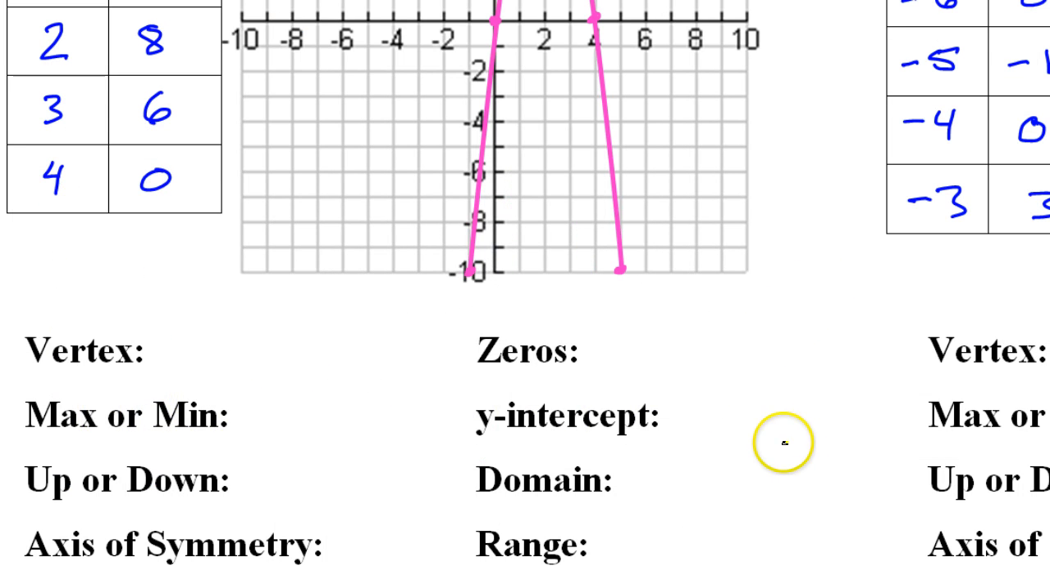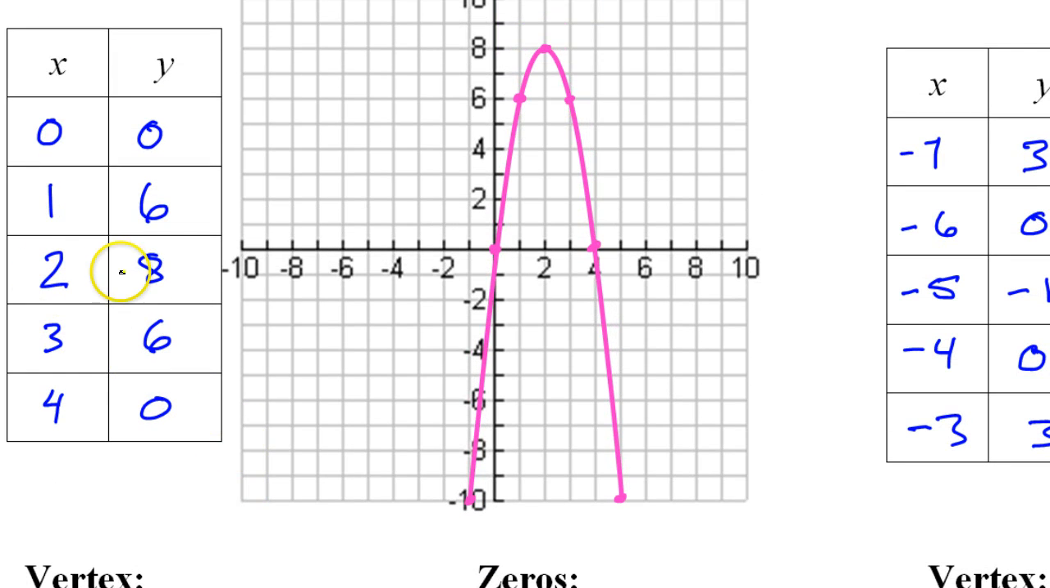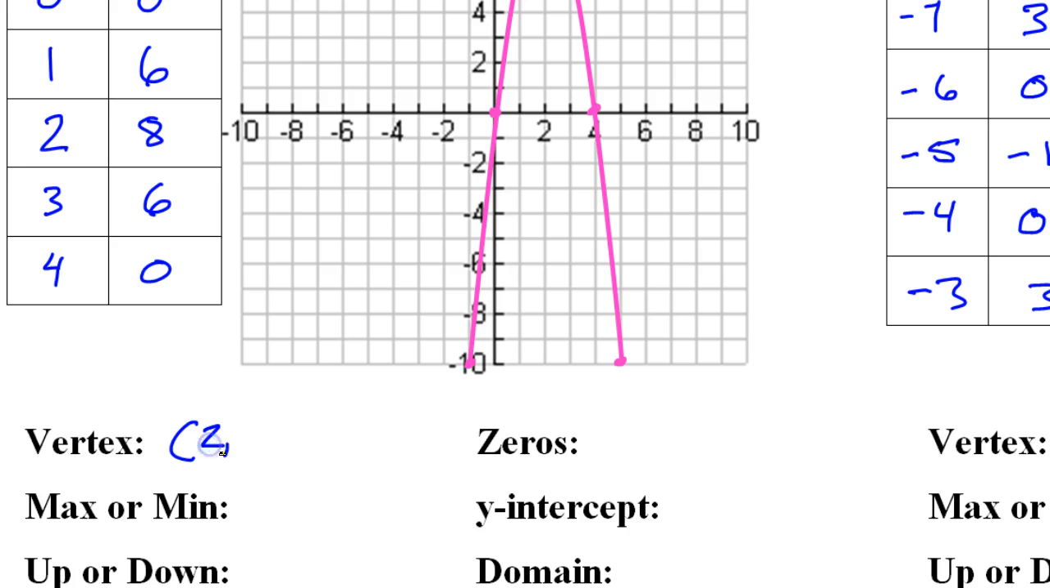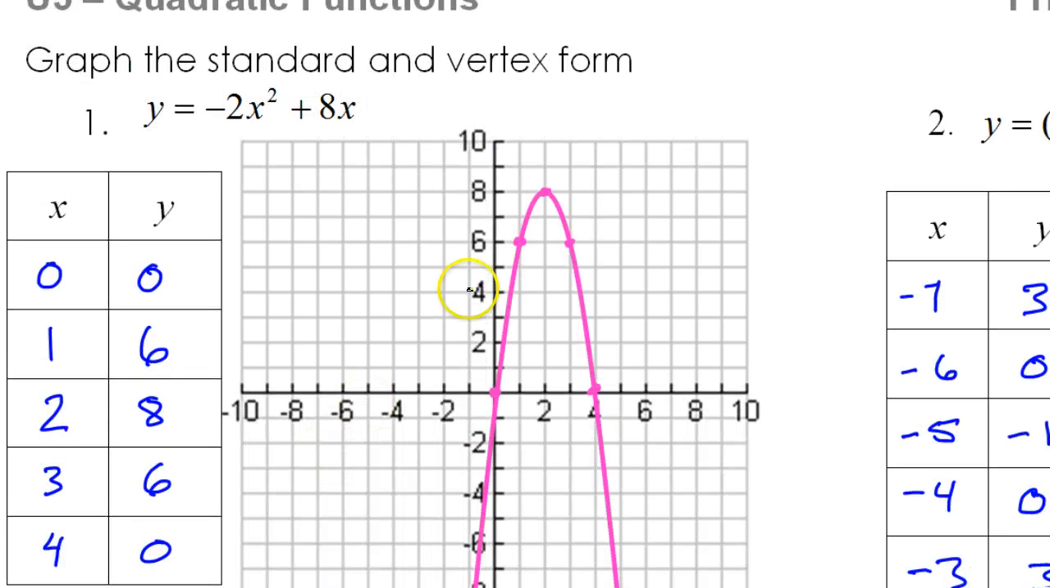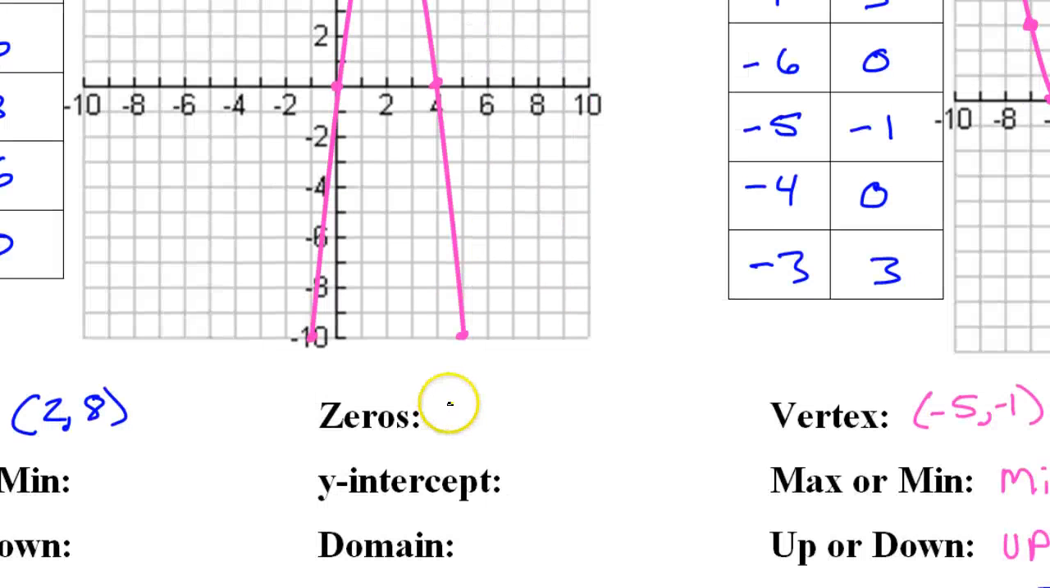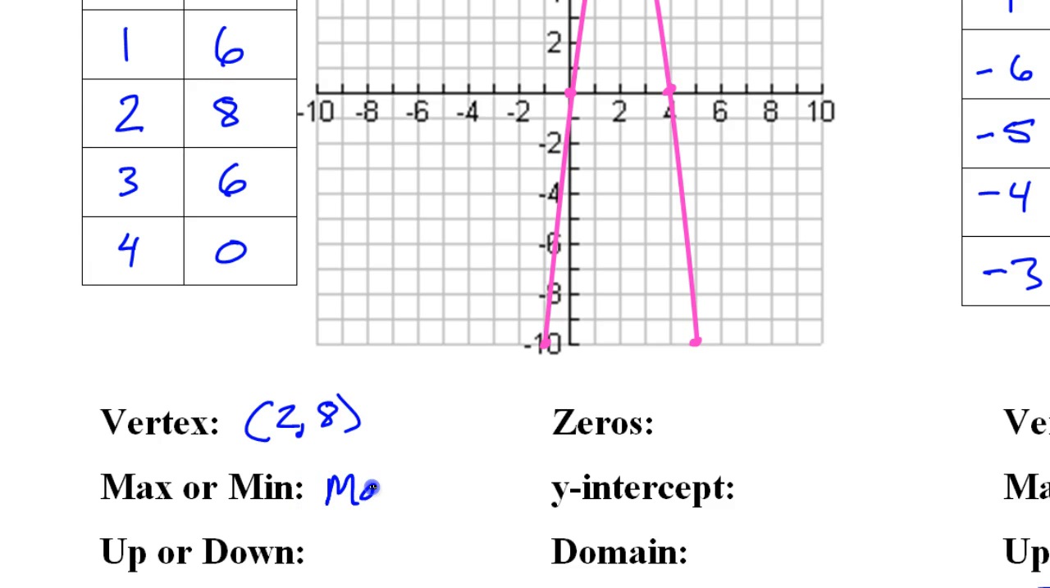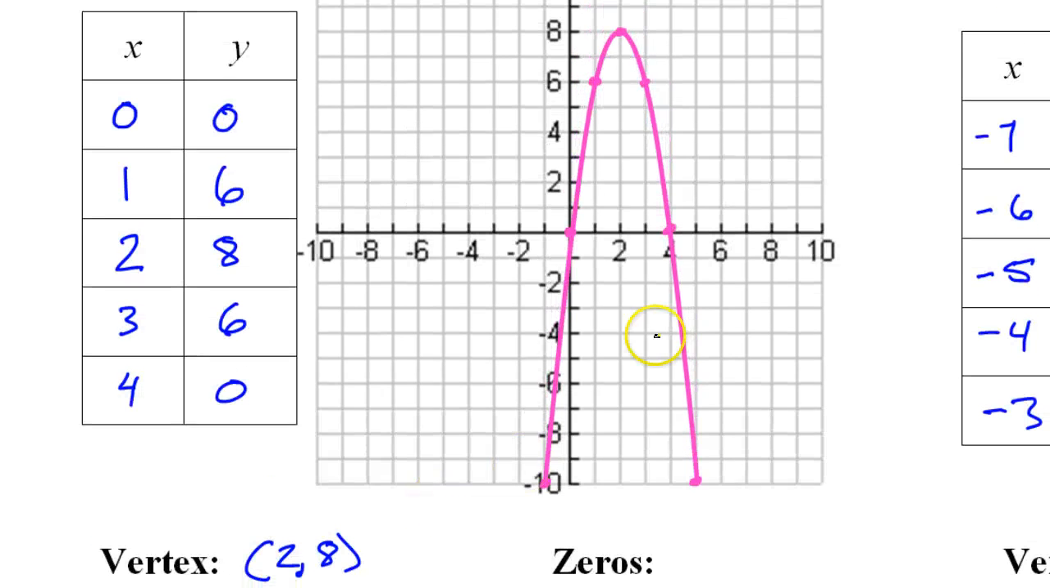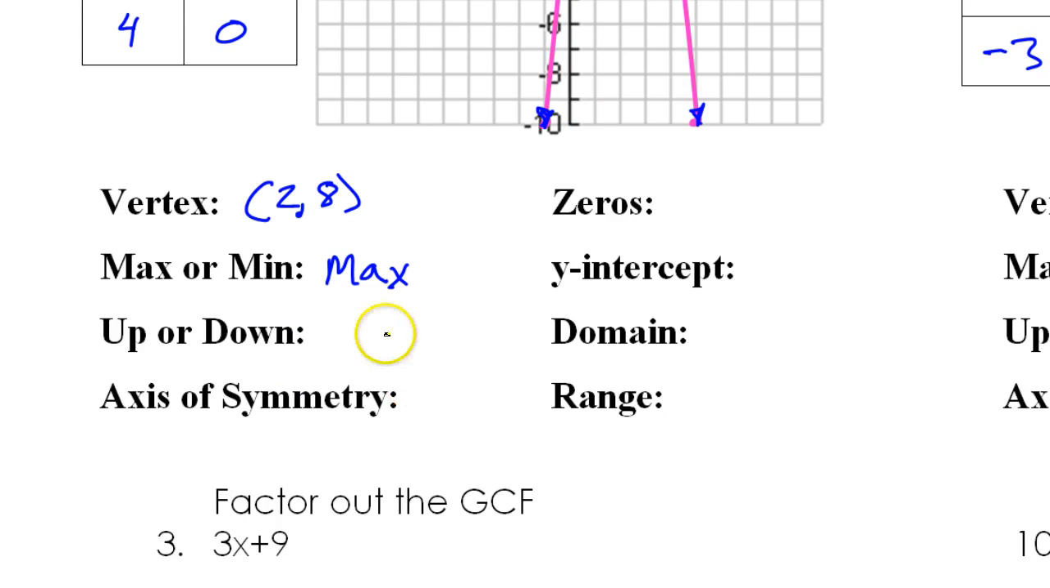Let's answer these questions that go along with the graph. What's the vertex? Here it is right in the middle. Our 2, 8 is the vertex. Is this a maximum or a minimum? You see how it's at the very top of the mountain, so that makes this a maximum. Does the parabola turn up or down? See how the arms of the parabola are reaching toward the floor? If I put arrows on here, they would be pointing down. So this is a downward facing parabola.